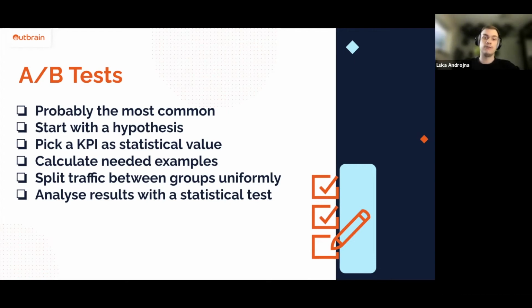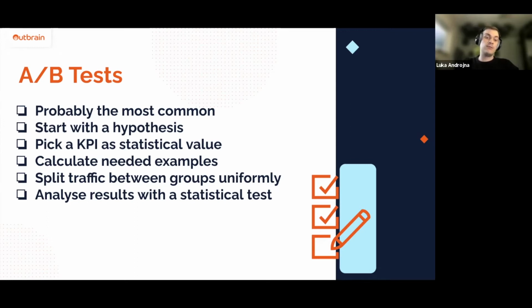You always start off with a hypothesis, something like algorithm A and algorithm B perform the same. Then you pick a KPI as a statistical value that you will compare between the two groups. You calculate the needed examples to actually be able to use a statistical test in the end, based on the distributions that you're assuming. Those tests usually have a value called statistical power. You have to reach it to actually know whether one group is better than the other.